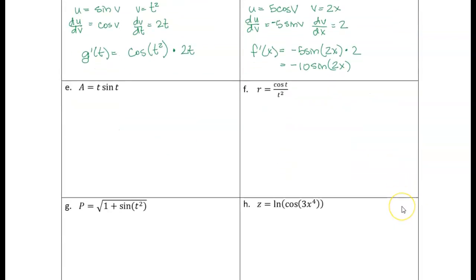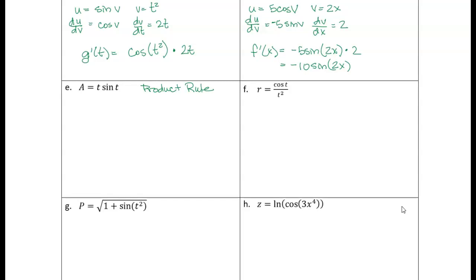So let's take a look at the next one here. Here we have one that involves the product rule, because we have the product of two functions. We've got the function t and we've got the function sine of t. So we have to apply the product rule on this one.